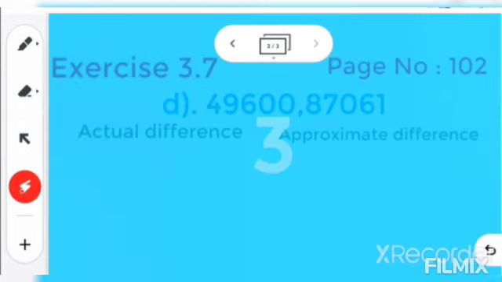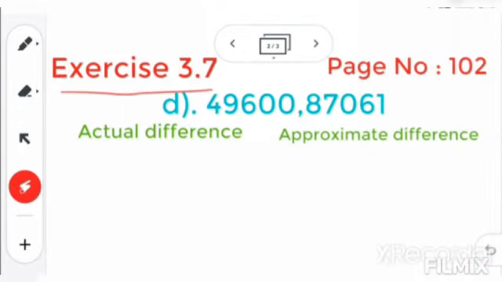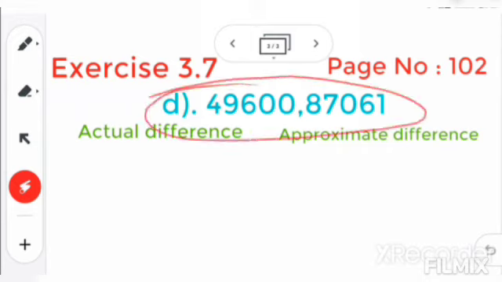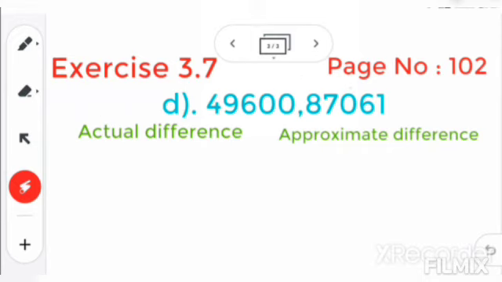I will give one example from the exercise. It is from the exercise 3.7 on page number 102. The D1 I am giving. So here if you see, the first number is 49,600. The second number is 87,061. If you observe this number, you see here 49,000, here 87,000. So this 87,061 is a bigger number, and 49,600 is the smaller number.